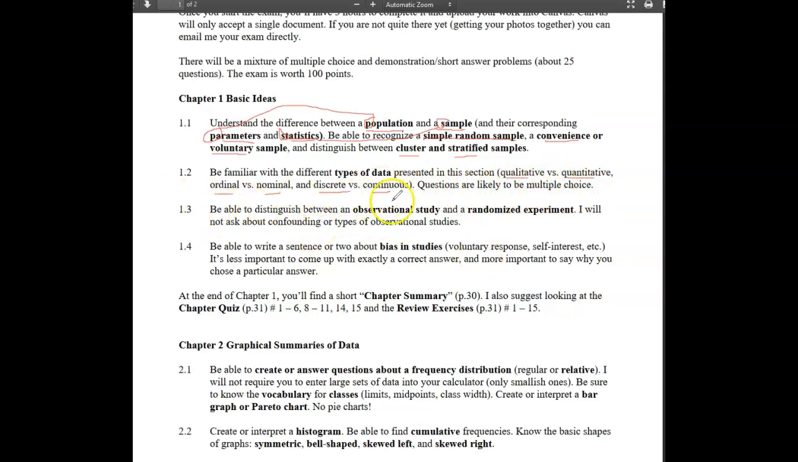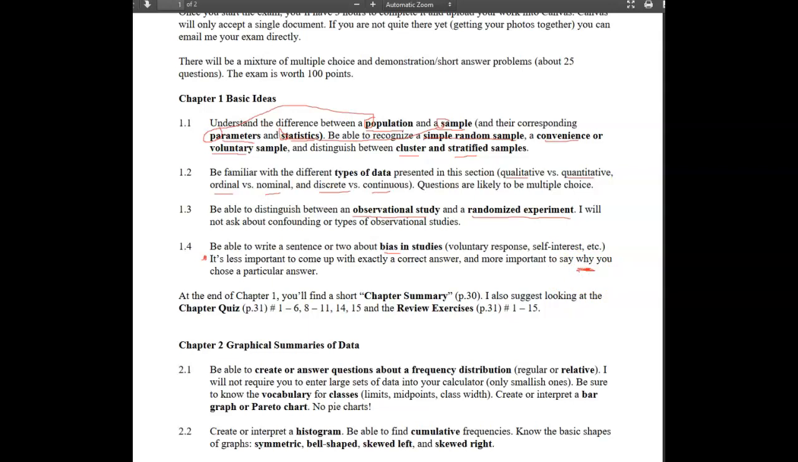And then 1.3, the main thing I'd like you to know about is the difference between an observational study and a randomized experiment. The randomized experiment, there's a little bit more control involved. And I don't ask about confounding or types of observational studies. And then 1.4, as I say, be able to write a sentence or two about bias in studies, and that comes up from voluntary response, self-interest types of studies, etc. Notice this, it's less important to come up with an exactly correct answer and more important to say why you chose a particular answer. So can you put into words what's going on?